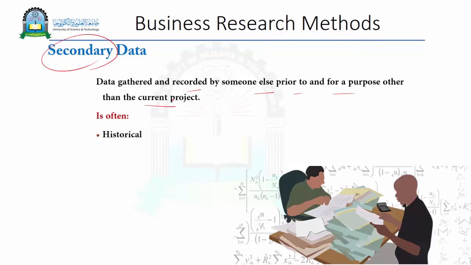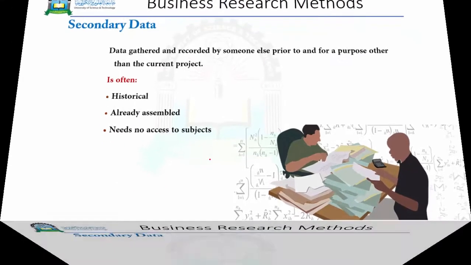It is often historical, because it has been collected previously and the researcher is going to use it for the second time. It has been already assembled. This is always the second characteristic of secondary data. That means it is already gathered, analyzed and characterized by somebody else for a purpose different from this research, and it needs no access to the subjects, because this data has been collected by somebody else who had access to the subjects and then analyzed it. So the researcher is going to take only the output of this data after the analysis.